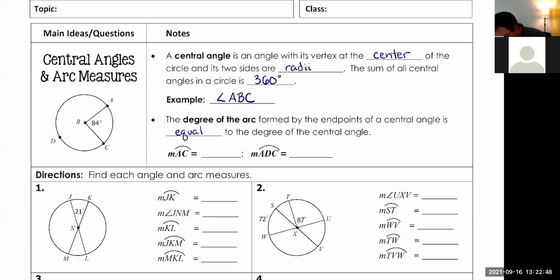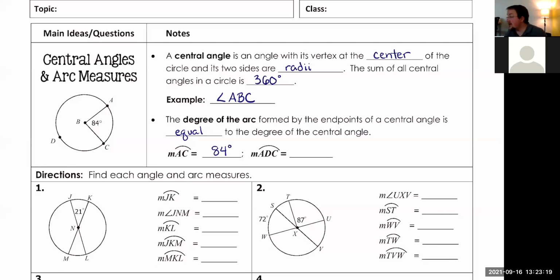So 84 degrees is the angle ABC. So what would be the measure of arc AC? So from here to here. Give you a clue. The degree of that arc. Is it 84? It is 84.